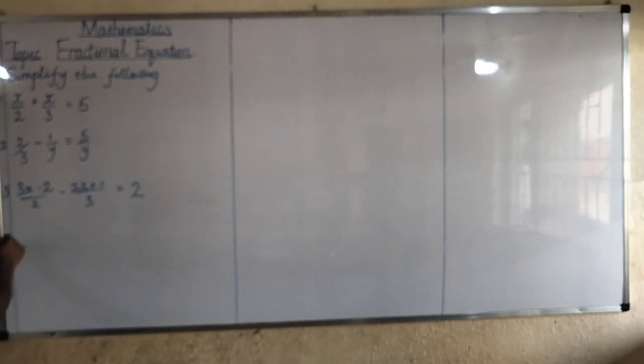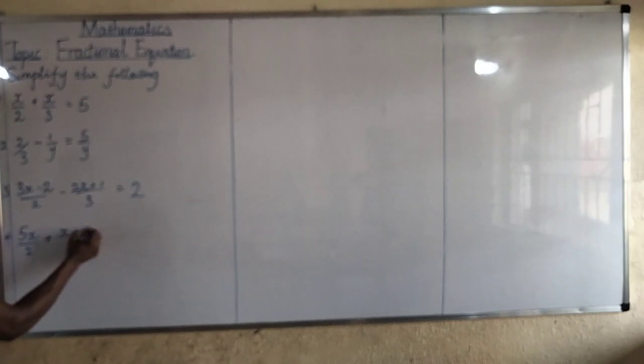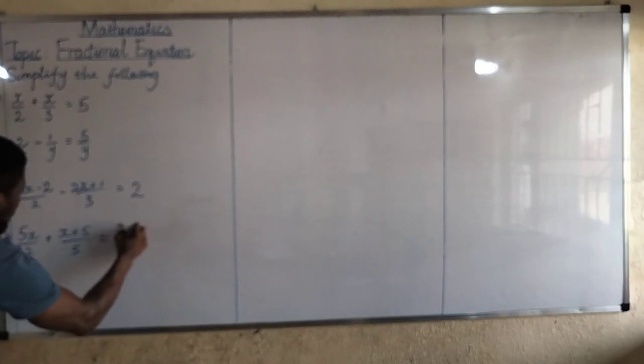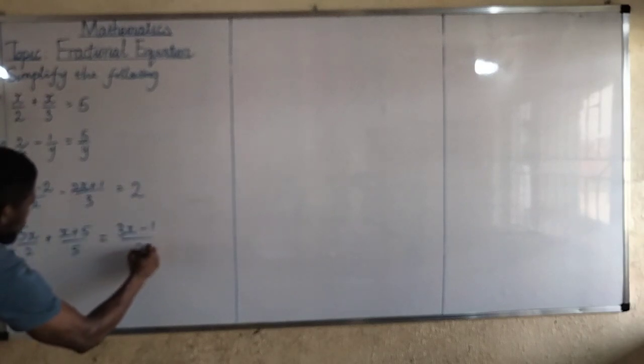And number 4 says we should solve 5x over 2, it's a fraction, plus x plus 5 all over 5, equal to 3x minus 1 all over 2.